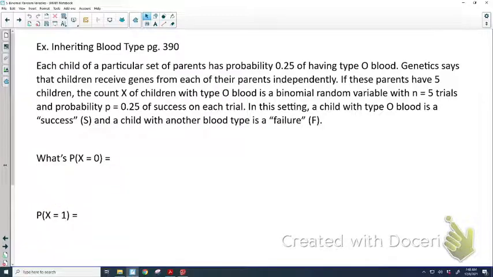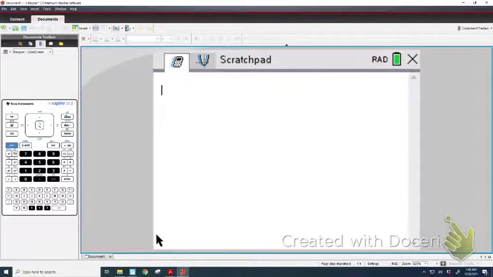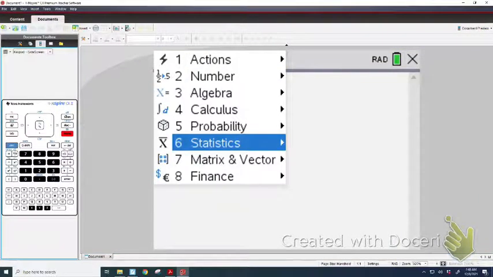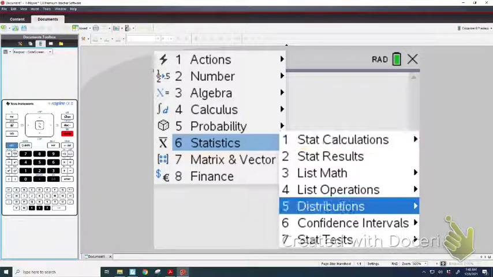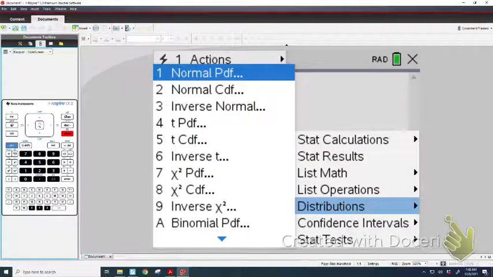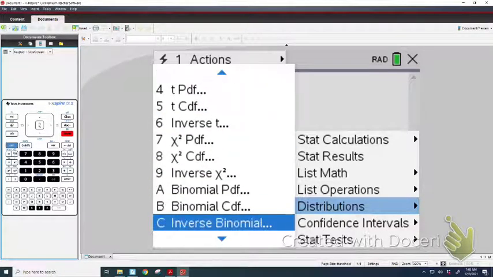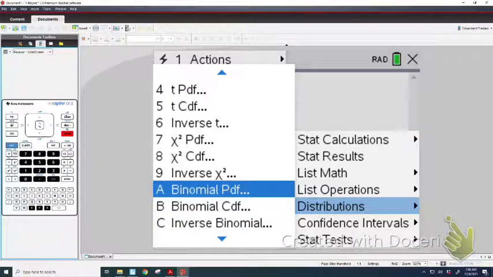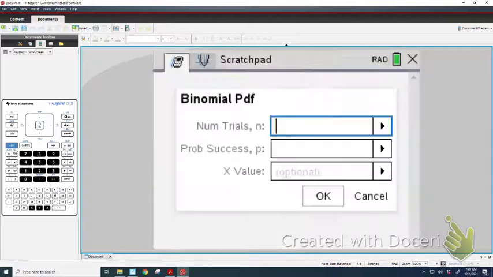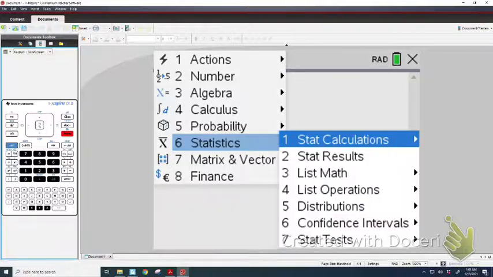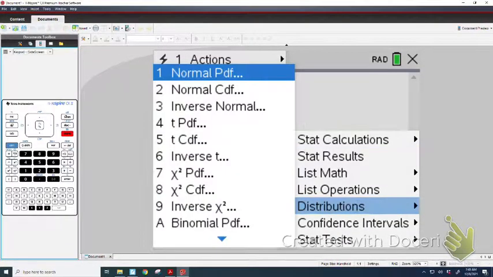So you jump to the calculator. You press menu. You might write this down. So menu, stats, distributions, and you scroll way down the screen. We have 2 binomial options. We want PDF for this problem. We'll use CDF sometimes, but for this problem, since it says x equals, we want PDF. So let's back out. Menu, stats, distributions, binomial PDF.